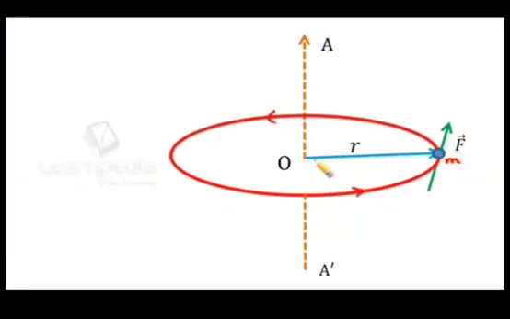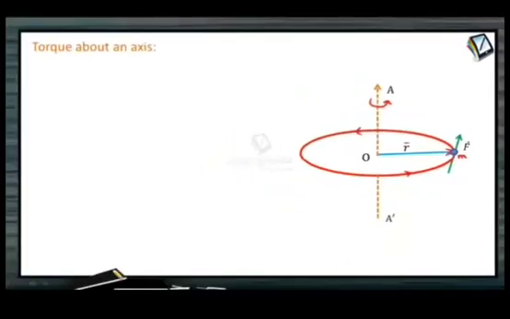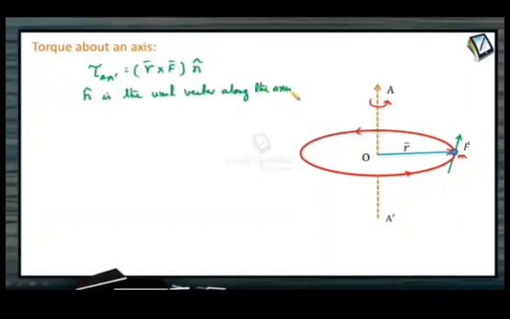The distance from the axis of rotation of the mass is r. So the r vector is directed in the direction of the f vector here. Because of this tangential force, the body is moving in a circle about this axis, A A dash, and torque is defined as tau, that is tau A dash, is equal to r vector cross f vector into n cap, where n cap is a unit vector along the axis.